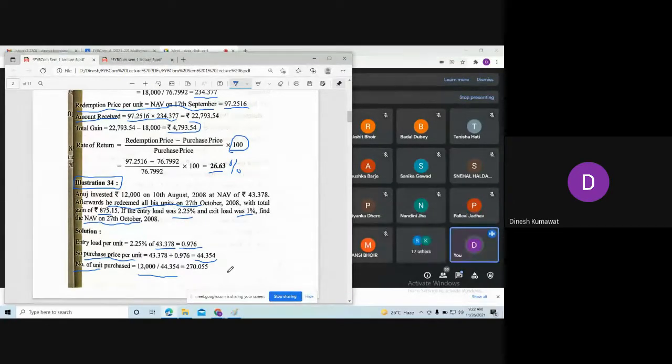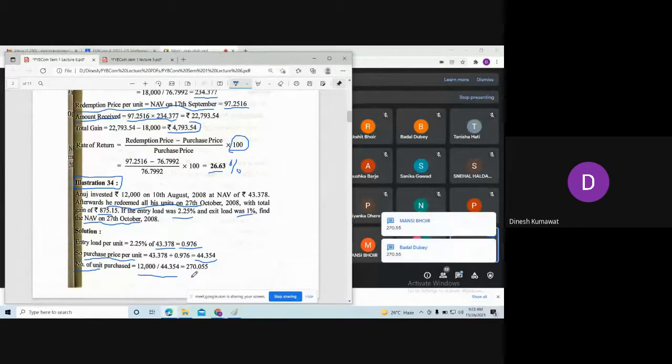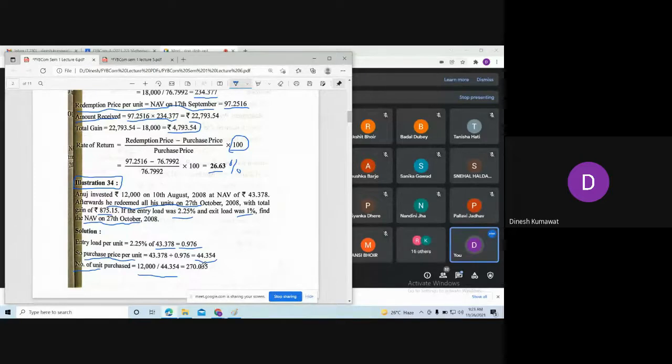Rifat is getting something different, 277. So please check. Okay, so let me remove this zero because the majority are getting 270.55. It is a typing mistake. So the number of units is nothing but 270.55.